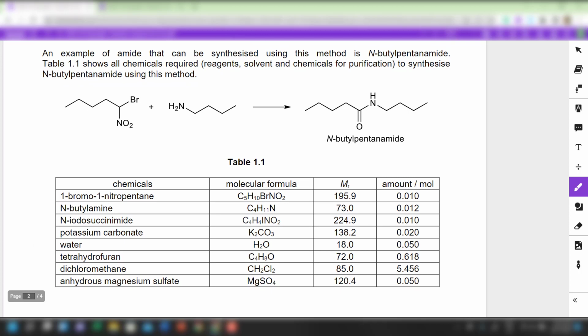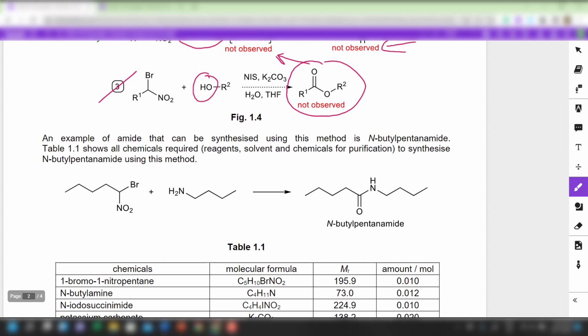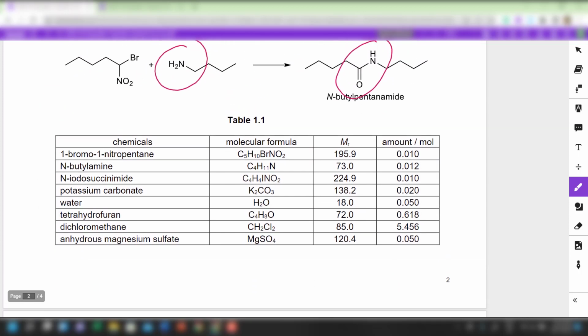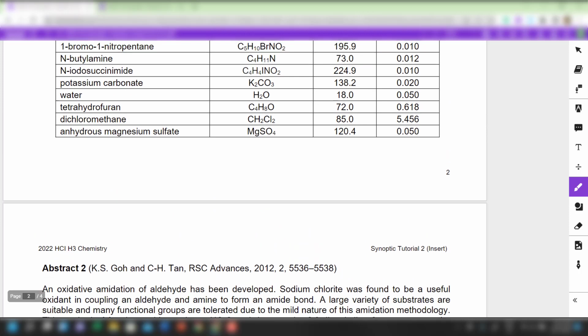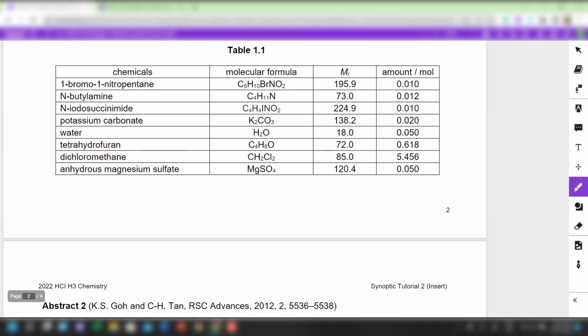So again, if you compare what you have, indeed you have a nitro-bromo-alkane over here, and then you have a primary amine, and in the process you generate this particular amide known as N-butyl pentanamide. You are given some details here, like the molecular formula, the MR, and the amount used. You might be wondering why they are giving you all these data, because they need you to do some calculations later on, which we will discuss in the questions which follow.